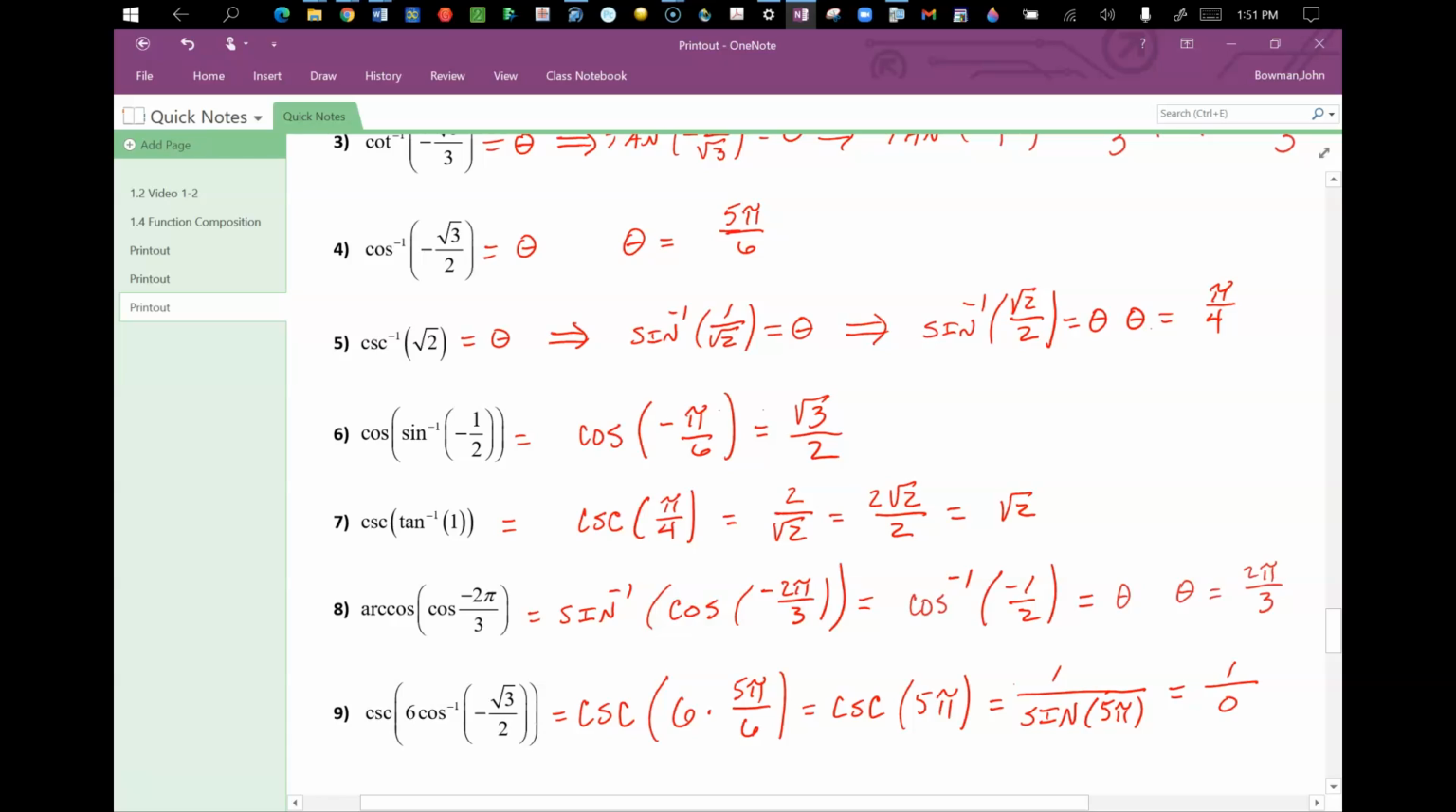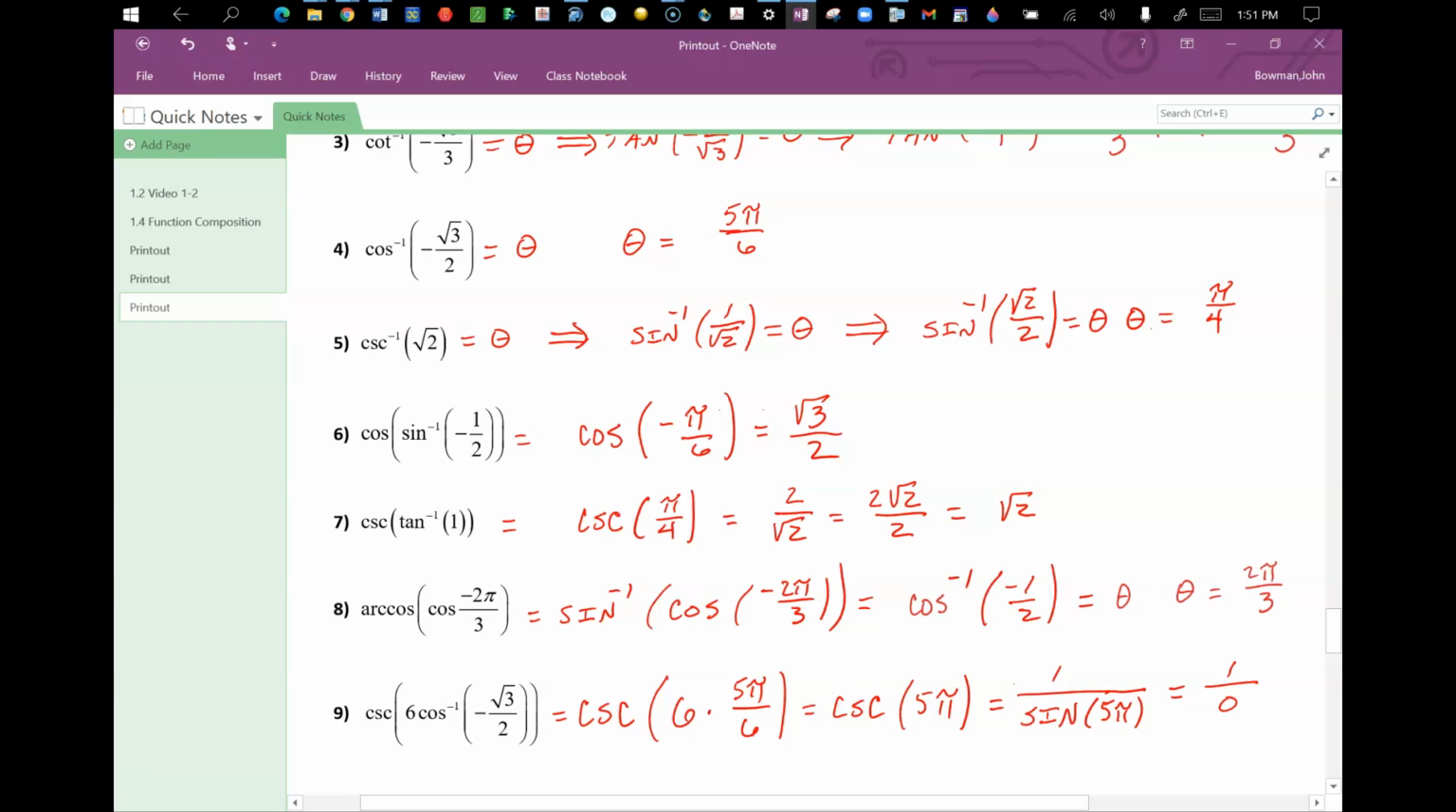Number 7, the cosecant of the inverse tangent of 1. So we are first trying to find an angle on the interval from negative pi over 2 to positive pi over 2, because that's the restriction for the inverse tangent, that has a tangent of 1. That is pi over 4. And then we're going to find the cosecant of that. The cosecant is the reciprocal of the sine. So the way I think of it is find the sine of pi over 4, which is root 2 over 2, and then take the reciprocal of that. And then it's often rationalized as you see here.